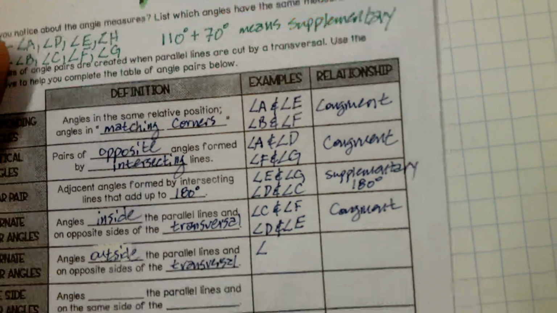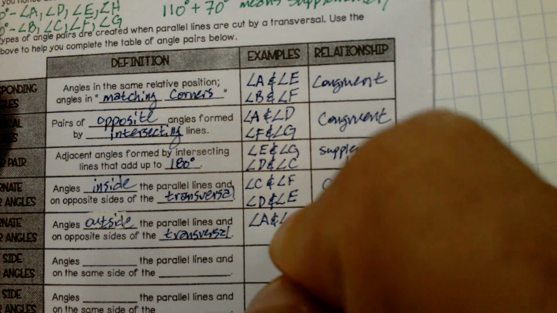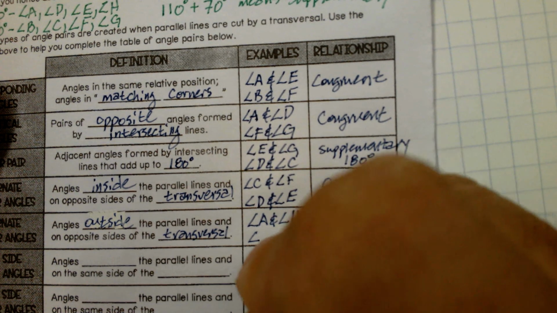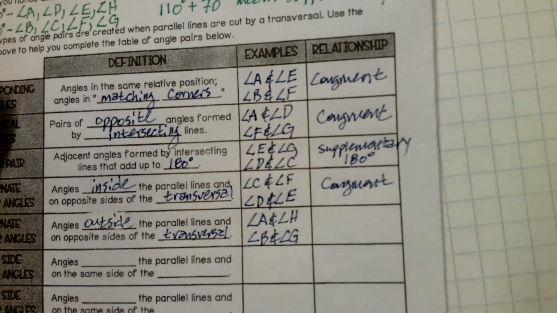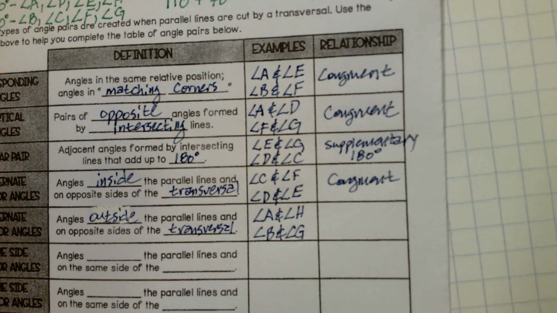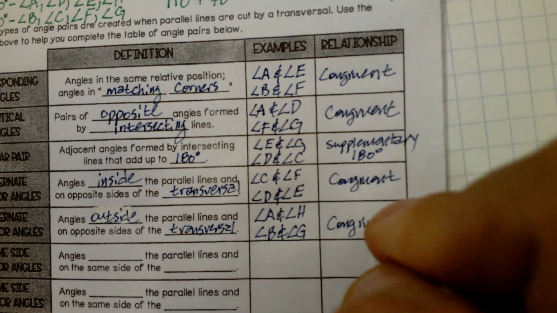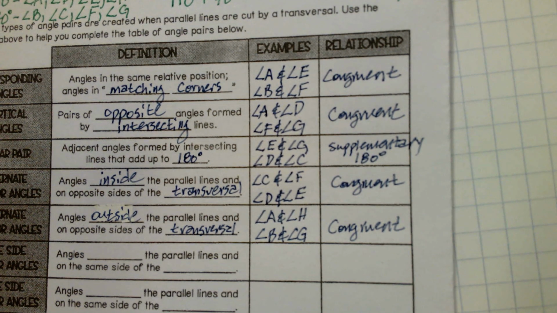So A and H, let's write those down. And angle B and G. Okay? And these are congruent again, they're the same size. Everybody knows what I mean when I say congruent, right? The same size.